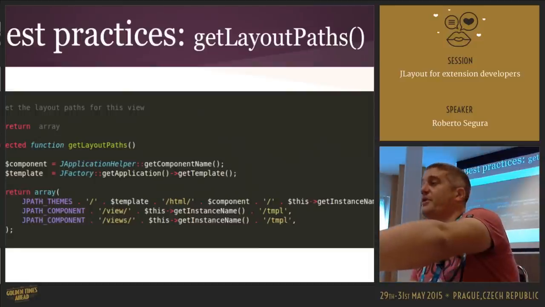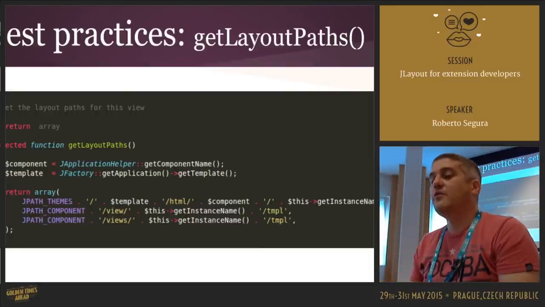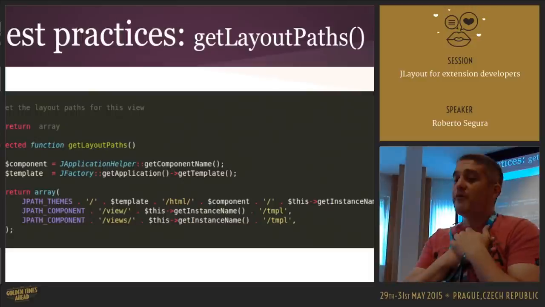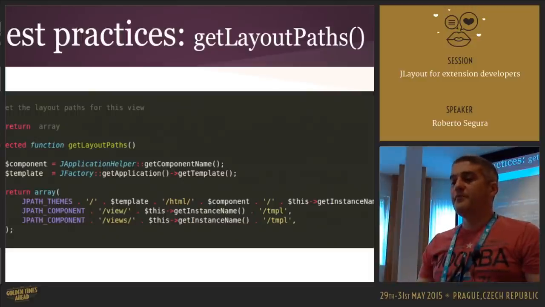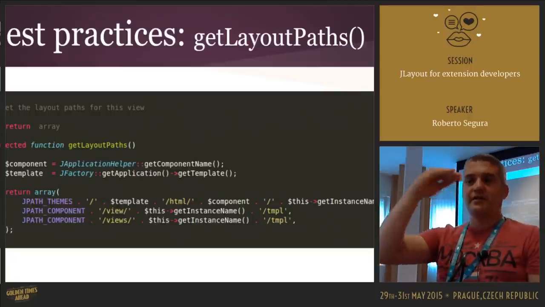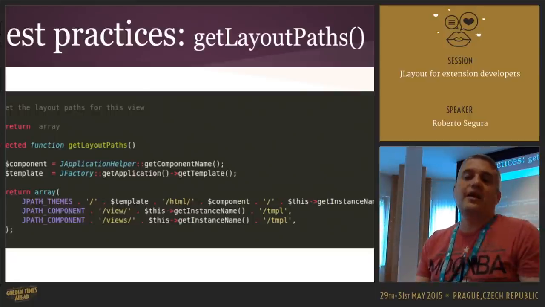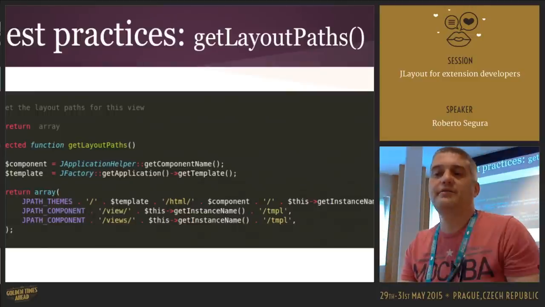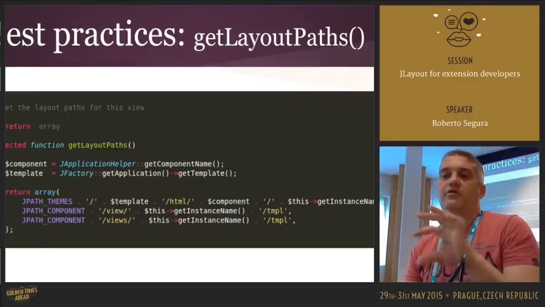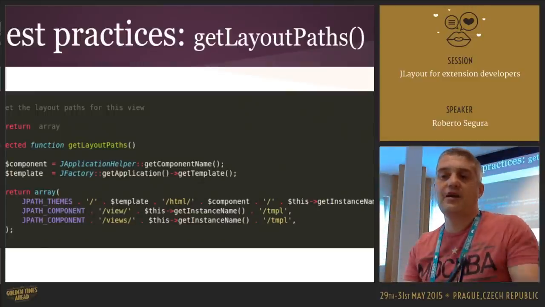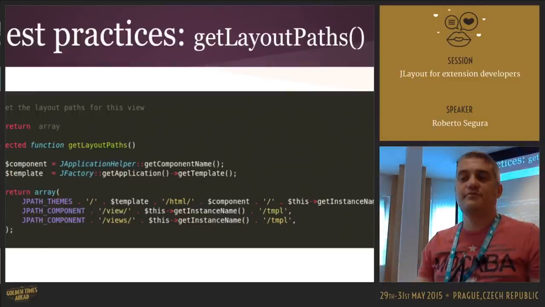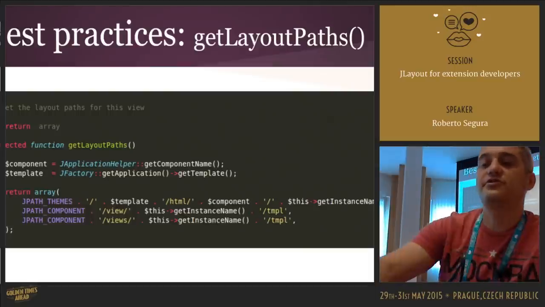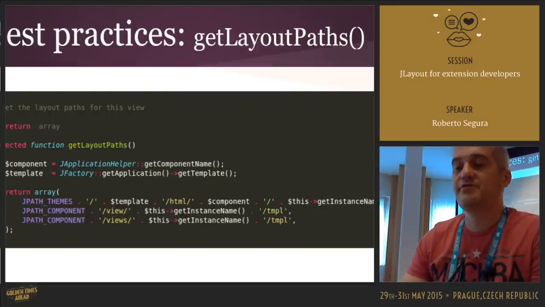JLayout path, this is for views, for my views, for example. And what I'm doing is, okay, I have my renderer, but how do I know which folder hierarchy has to check for overrides, for example? So if you had JLayout paths, let's say in a plugin, another person that extends your class can change the layout paths initially, just replacing the array that is returned.